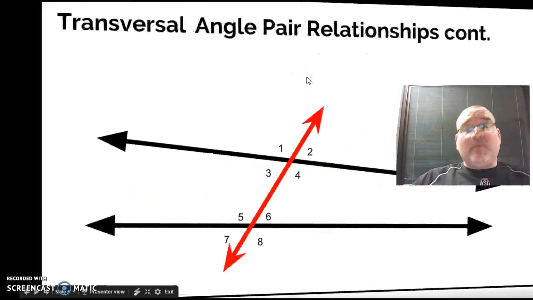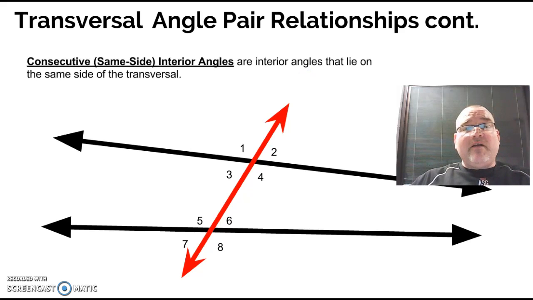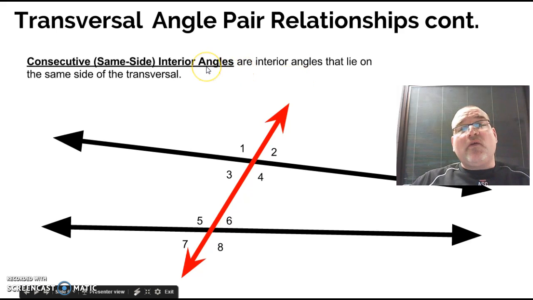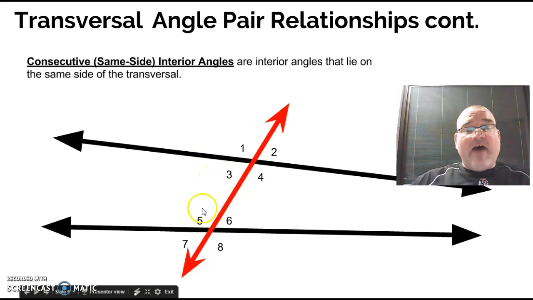Now, we also get a little bit more specific with angle pair relationships. Remember, a pair means 2, so now we're going to start pairing up our angles. And the first pair that you have to recognize are what's called consecutive or same-side interior angles. You'll see it referred to as both ways. They're interior angles, so they're going to have to be between the two lines that lie on the same side of the transversal. 3 and 5 would be an example of consecutive interior angles. Also, 4 and 6. 3 and 5, along with 4 and 6, form our consecutive or same-side interior angles.